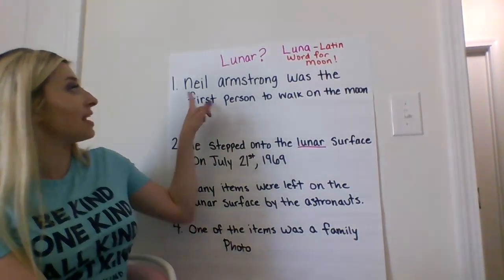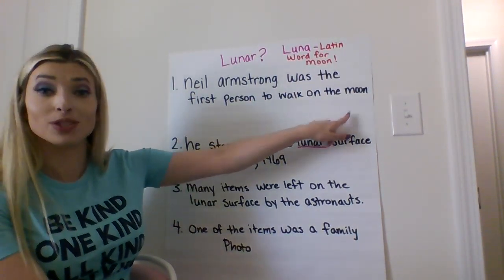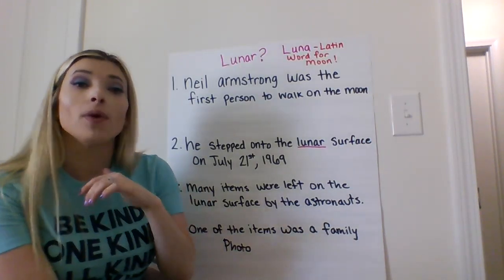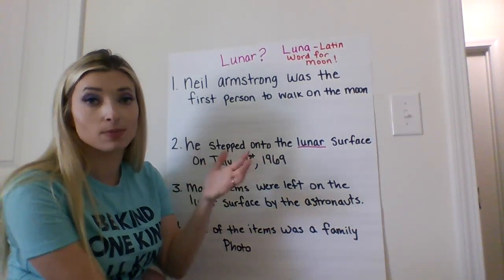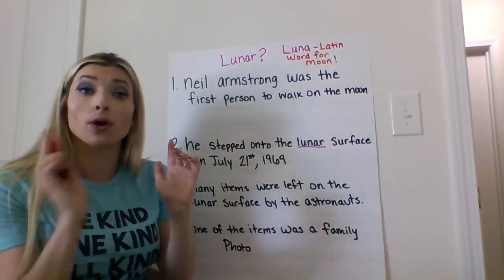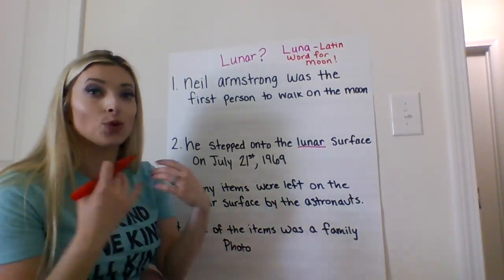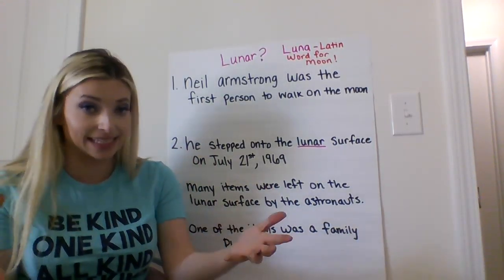The first one says, Neil Armstrong was the first person to walk on the moon. So he was actually the very first person to ever walk on the moon. We had many people in space before him, but the people that went into space before him actually just orbited or went around in space. They didn't actually get to walk on the moon. He was the first person. Of course, there have been several others since him.